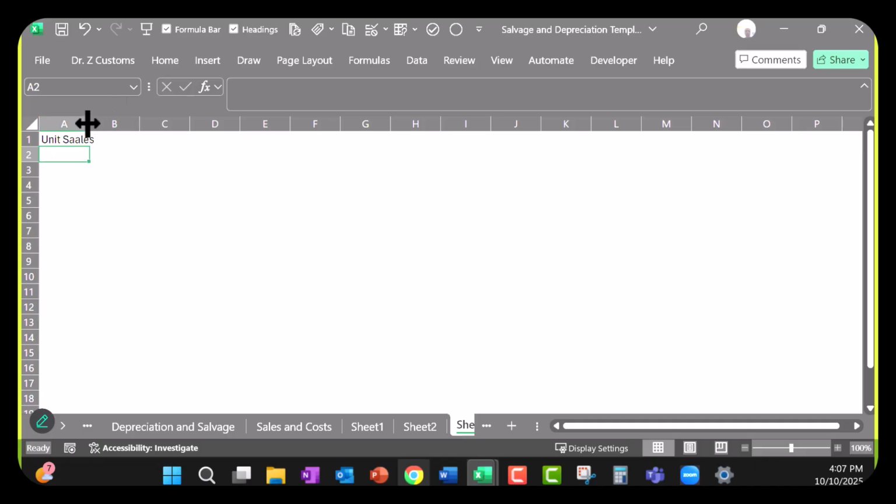My keyboard is acting up a little bit. Let me actually change the keyboard just a second.